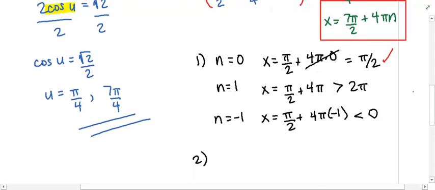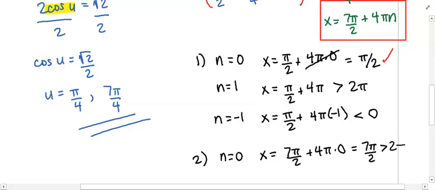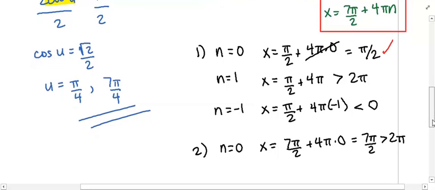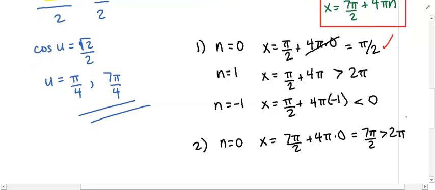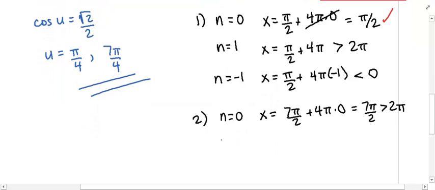Okay, so if we take the other equation and we pop in n equals 0, we're going to get that the x value is 7 pi over 2 plus 4 pi times 0. That's going to be 7 pi over 2. And that is actually bigger than 2 pi because this is 3.5 times pi. Okay, so this is bigger than 2 pi, so we don't want to include that one in our solutions between 0 and 2 pi. And then we can't do n equals 1 because that's going to be way too big.